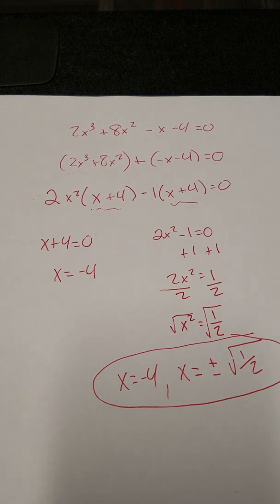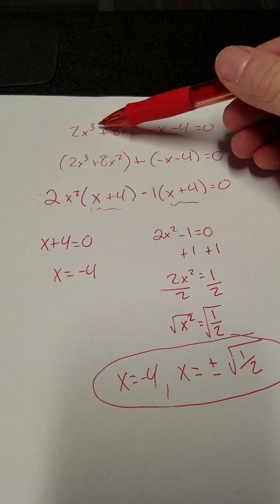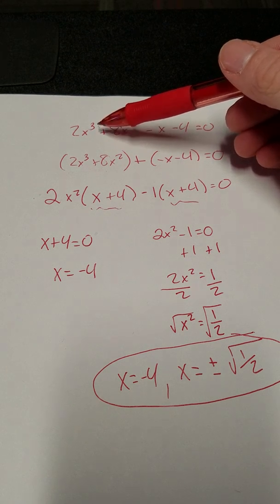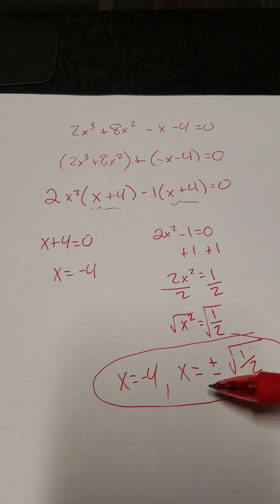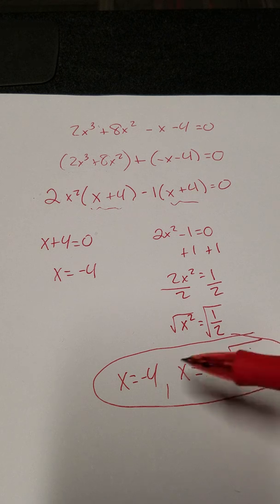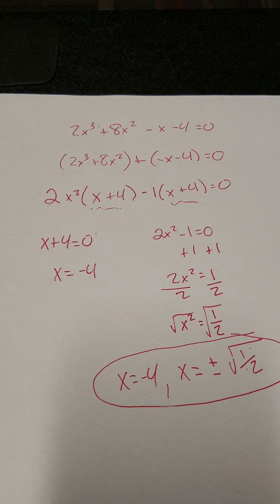A hint right here, look at the degree of your polynomial. It's a degree 3. So that tells me there's going to be 3 total solutions, whether it's real, imaginary, irrational, rational, it doesn't matter. There are 3 total solutions. The positive square root is one solution, negative square root is another solution, and then the negative 4. So that's 3 total solutions for this problem.